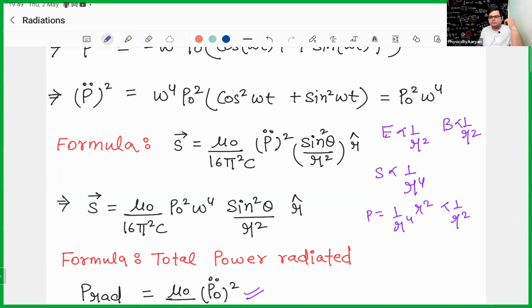An EM wave is also carrying energy with it. But in order to qualify as the definition of radiation, you have to understand one thing: your electric field and magnetic field have to vary as 1 by r. If this happens, then only you say that this is radiation. Otherwise, no, it is not radiation. If E is 1 by r, B is also 1 by r, then it is radiation.